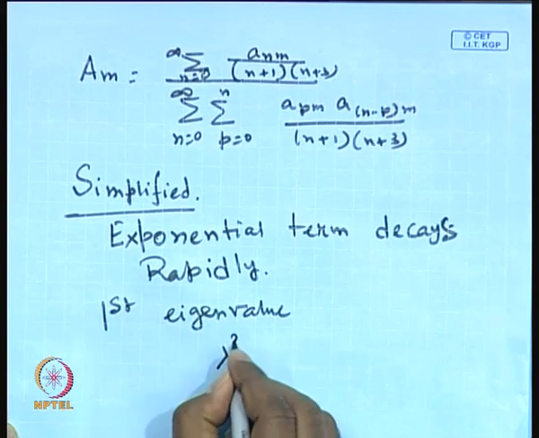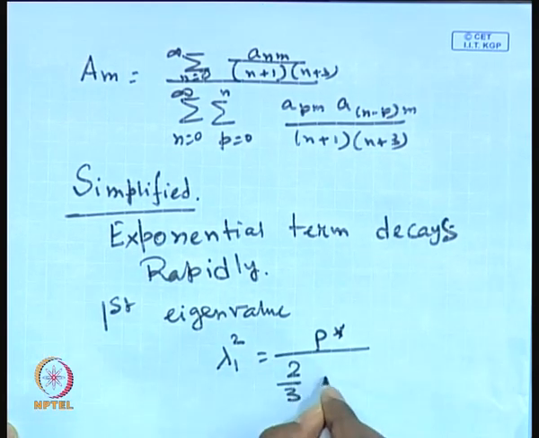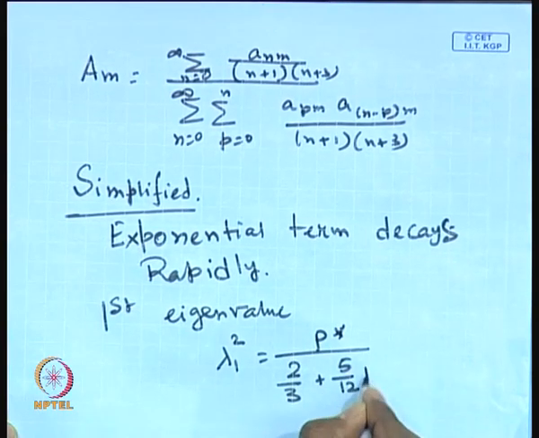The first eigenvalue will be lambda 1 square equal to p star divided by 2 by 3 plus 5 by 12 p star.